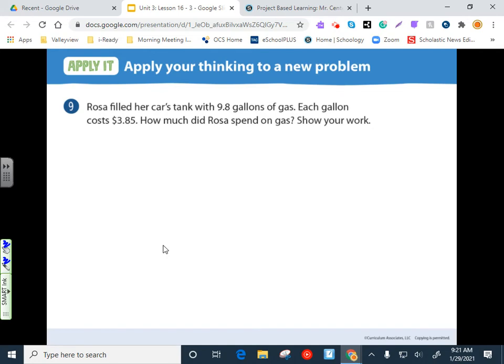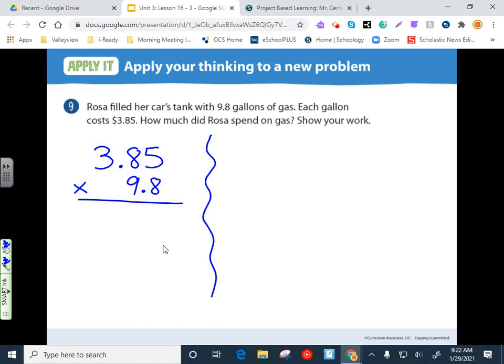Rosa filled her car's tank with 9.8 gallons of gas. Each gallon costs $3.85. How much did Rosa spend on gas? So you can do 3.85 times 9.8. Again, with multiplication, you do not have to line up your decimals. If it helps you, ignore the decimals for now. You can do it like this.